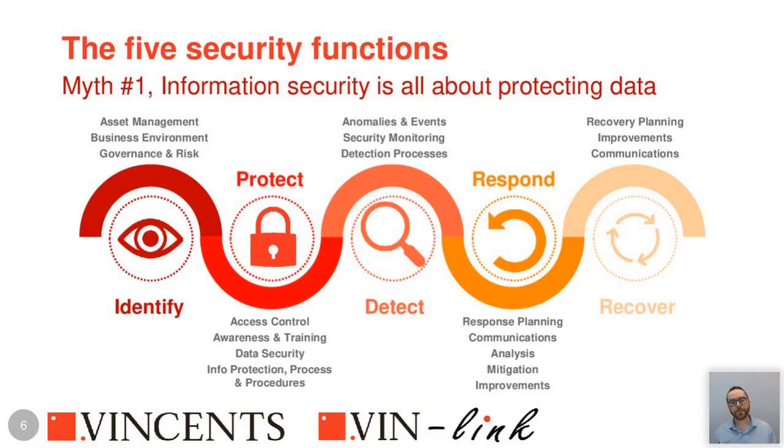Protect is pretty straightforward. In the protect category, this is access control, awareness and training, process, procedures. This is where the technology comes in. So you have gateways, firewalls, VPNs, encryption, all those types of things. You have your lock on the door. You have your physical protection. So obviously it's the biggest category. It's the most important because yes, you do want to protect your data, but there's a lot more to information security than just the protective controls.